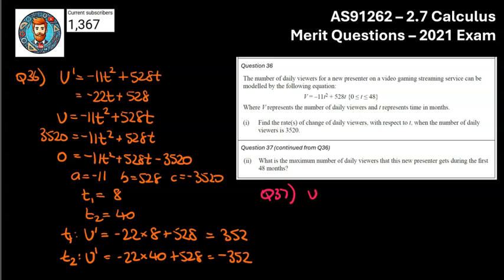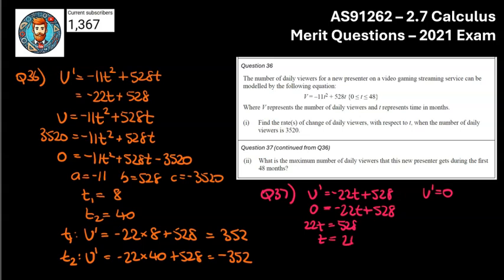So we know that our gradient function was equal to negative 22t plus 528, and we know at this maximum V dash is equal to 0. So we're going to substitute that in. So 0 is going to be equal to negative 22t plus 528. That there is going to be 22t is equal to 528, and then t is equal to 24. And that confirms the midpoint thing over here, but we've used calculus to get there as opposed to just finding the middle in our average.